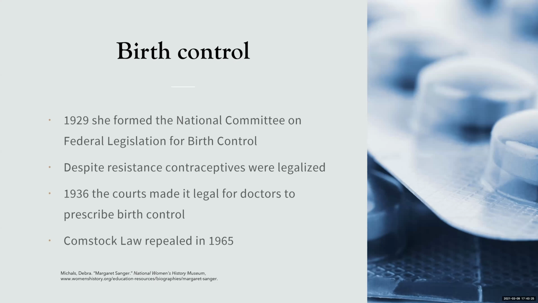With helpful information from womenhistory.org, it states that in 1929 she formed the National Committee of Federation Legislation for Birth Control, that would allow doctors to prescribe birth control. Despite resistance from doctors and religion, Sanger's effort led to the legalization and usage of contraceptives. In 1936, the courts made it legal for doctors to prescribe birth control.